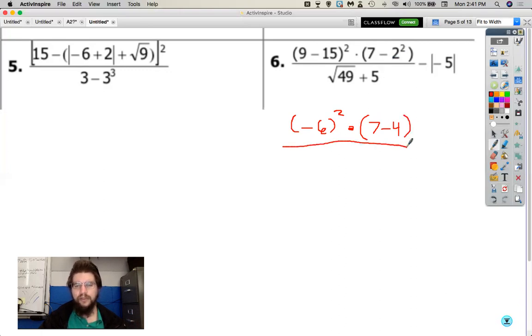Division is also a grouping symbol, don't forget. Square root of 49 plus 5. I'm going to leave that alone. There's no parentheses, nothing to group down here. Minus the absolute value of 5. Well, that is a grouping symbol. And again, we can look at them as separate entities.